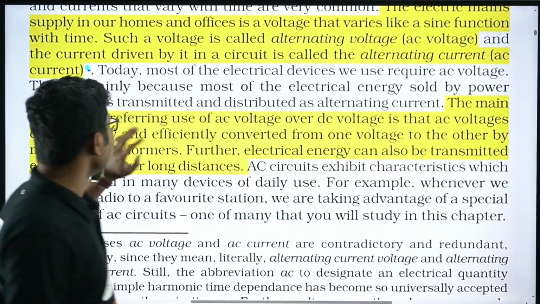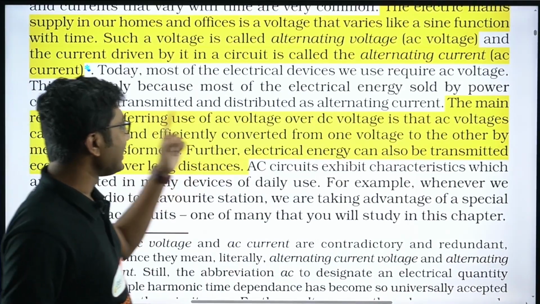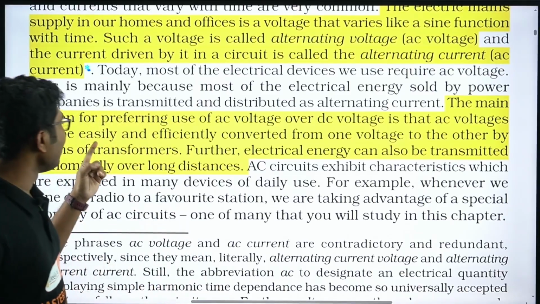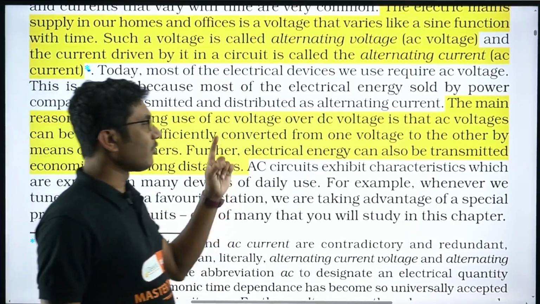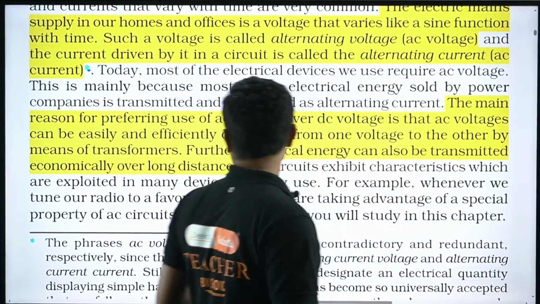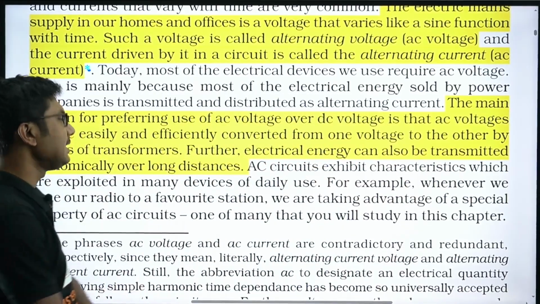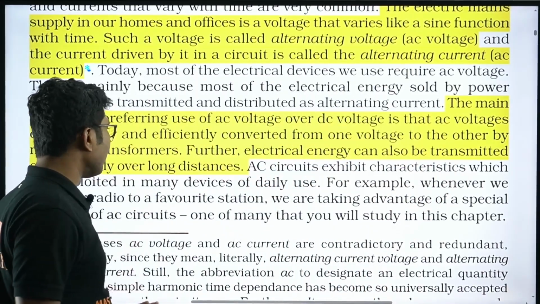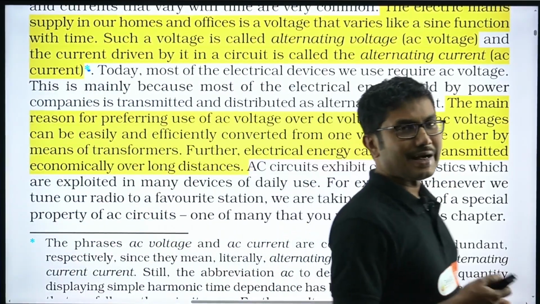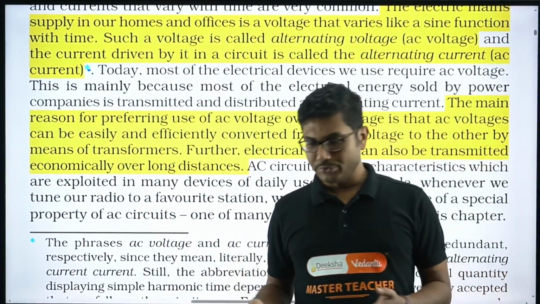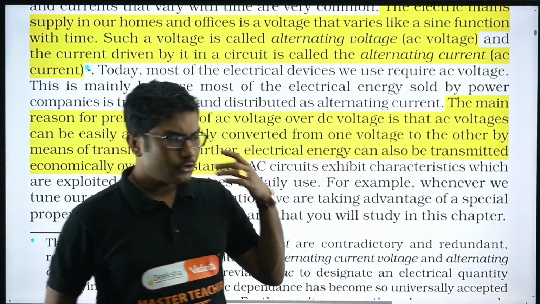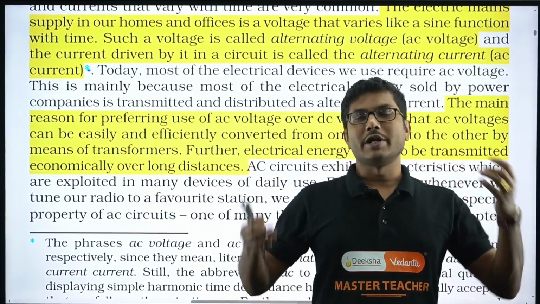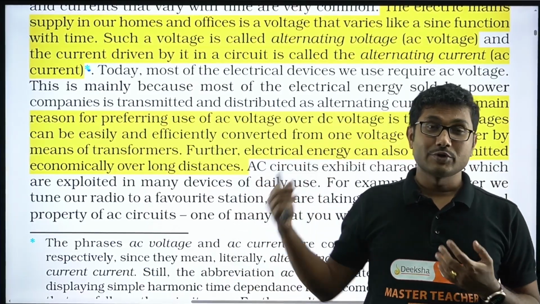The main reason for preferring the use of AC voltage over DC voltage is that AC voltages can easily and efficiently be converted from one voltage to another by means of transformers. Further, electrical energy can also be transmitted economically over long distances. So that is the main reason that AC voltages are used. We will see that in a while. So basically, what is the meaning of that? Applying Ohm's law, we can convert voltage and current in terms of power consumed, right?